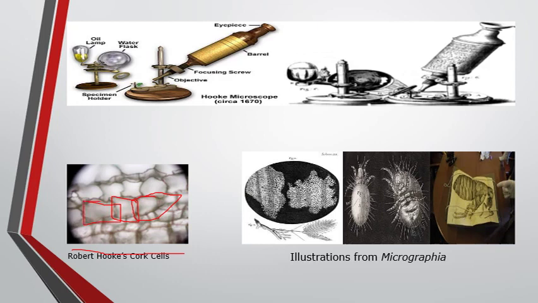Then he observed different insects through this microscope. Here we have a micrograph of these insects that he observed through his modified or improved microscope. Here he observed the cork cells. These are the cork cells.